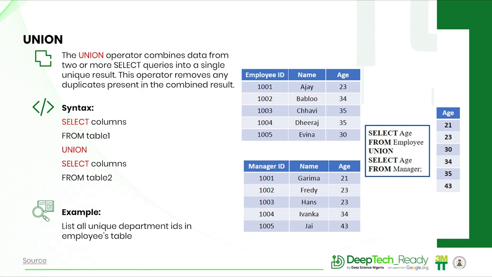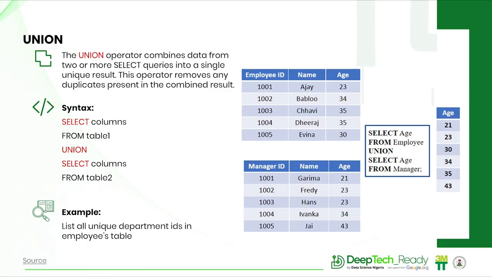We have 21, which is coming from table B, and then we also have 23. 23 exists in both table A and B. Like we said, the union operator combines the results from the two tables, and then it excludes any duplicates. That's why we can only see 23 over there. Next we have 30. 30 is coming from table A. Next we have 34. 34 is coming from the two tables. Next we have 35. 35 is also coming from the two tables. And lastly we have 43.